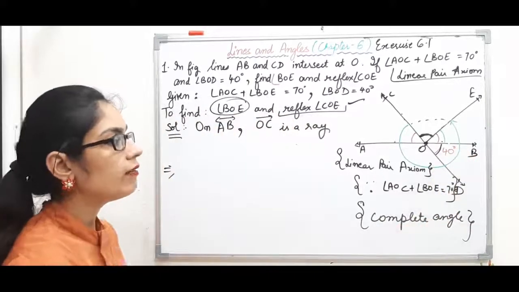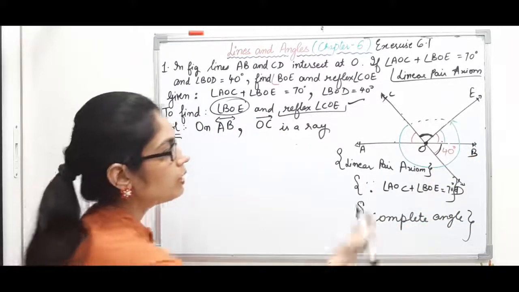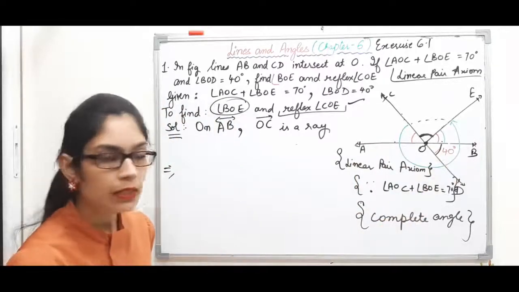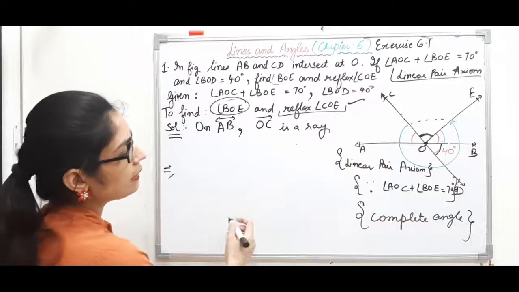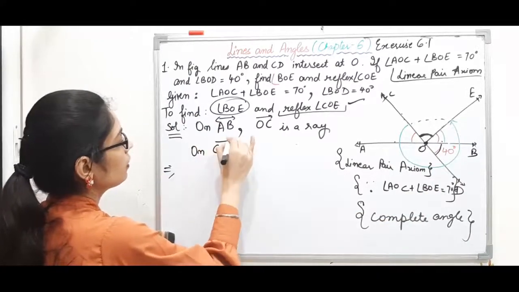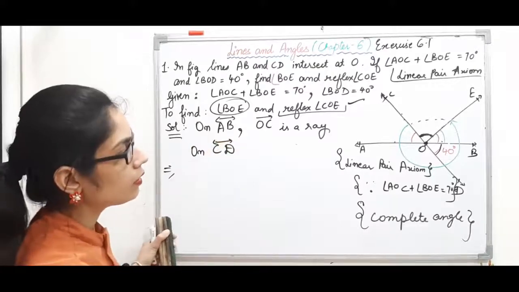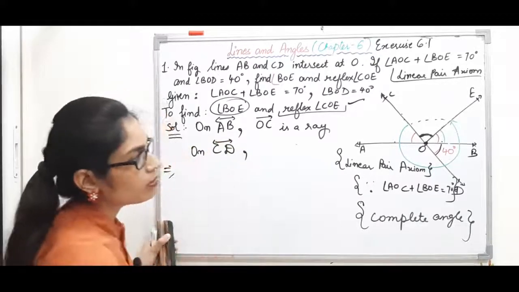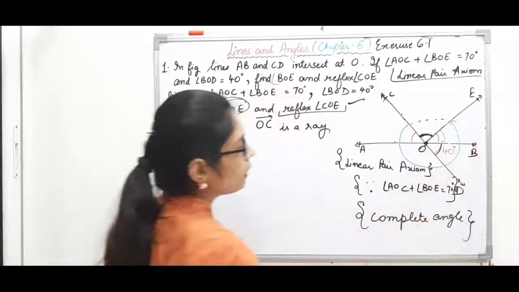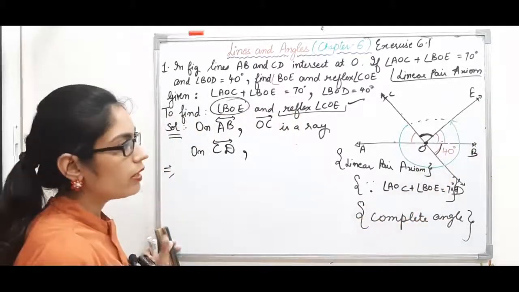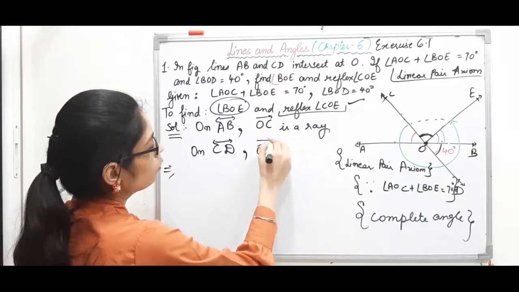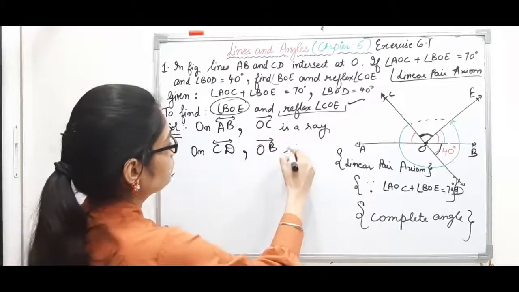So again we will use the linear pair axiom, like the way we have used here. So instead of using line AB, now we will use line CD. So on CD, which is a line, which ray we have to take? Any ray you can take. So two rays are there, OA and OB. I told you only one ray you have to take. So let's take OB. So OB is a ray.